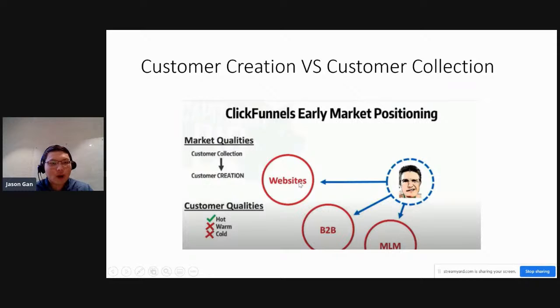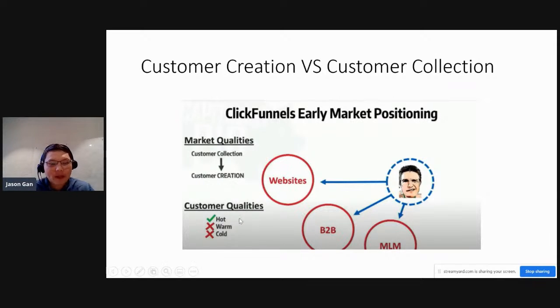What he did was go into the website market and tell them, a lot of people use websites, but when you drive traffic to the website by running digital advertising, it doesn't really convert that well. But when you drive the traffic to a funnel, it converts way better. If you know what a funnel is, you definitely know what I'm talking about.